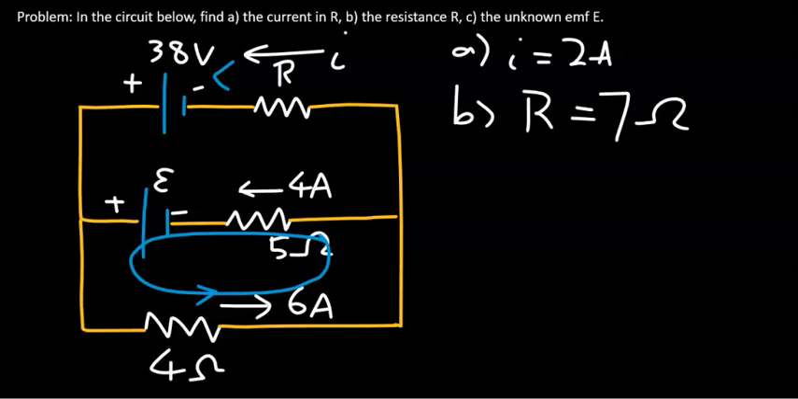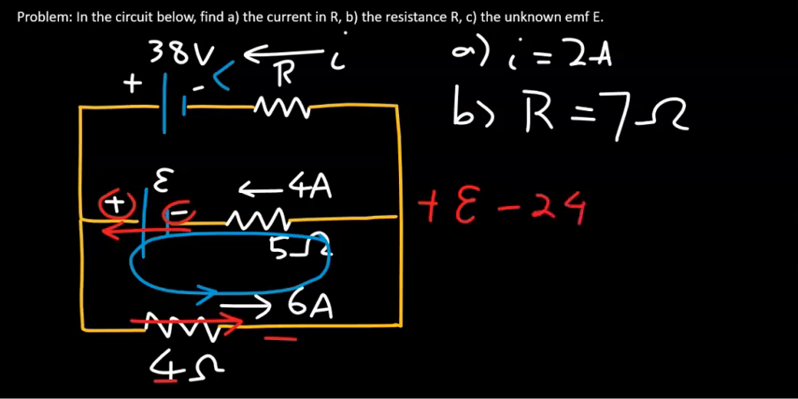So the first component that we travel through is that battery with an unknown EMF. We are traveling from the minus to the positive terminal, and that's going to pick up a plus E. The next component in the loop is that 4 ohm resistor, and we are traveling in the same direction as the current, so that's going to pick up a minus sign in the potential difference, minus 4 times 6, so that's minus 24.